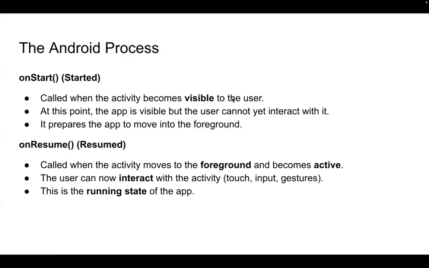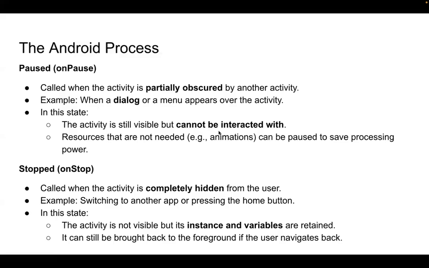onStart is called when the activity becomes visible to the user. At this point, the app is visible, but the user cannot yet interact, right? So it is two steps. It happens really quickly, these two things, the onCreate and the onStart. And then onResume, right? It's called when the activity moves to the foreground, right? It becomes active. Now you're interacting with the app. The user can interact with the activity, touch, input, gestures. This is the running state of the app.